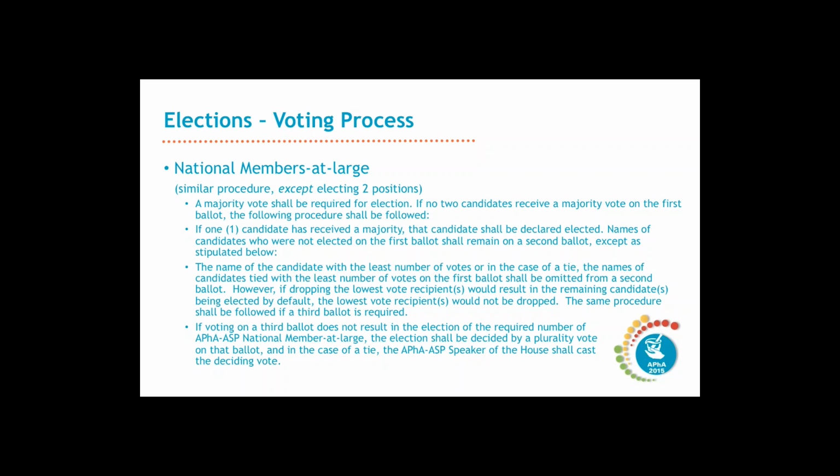The same procedure shall be followed for the third ballot if it's required. If voting on a third ballot does not result in the election of the required number of APhA-ASP members at large, the election shall be decided by plurality vote, and in the case of a tie, once again, the APhA-ASP Speaker of the House shall cast the deciding vote.